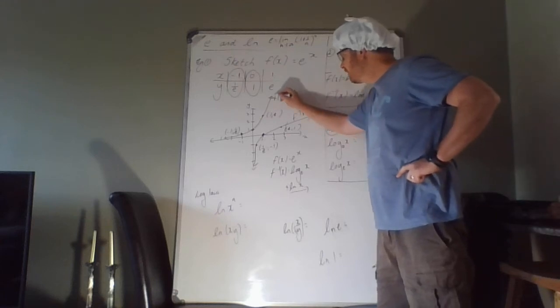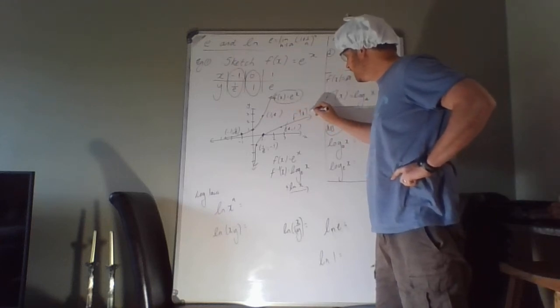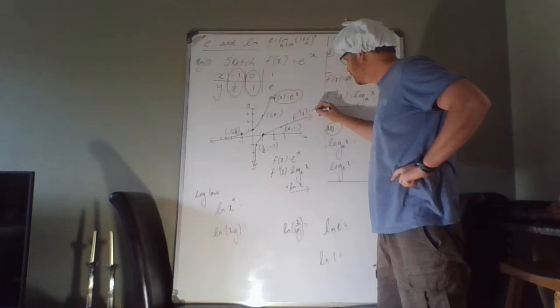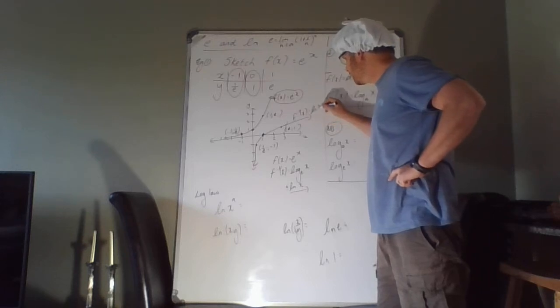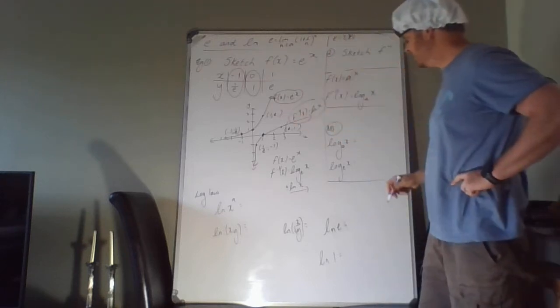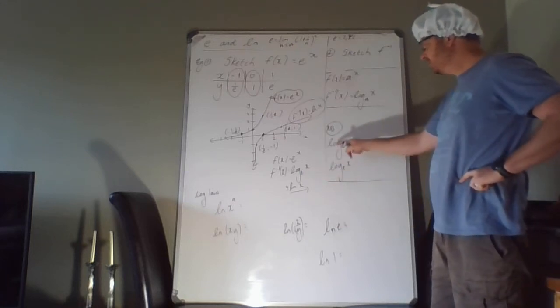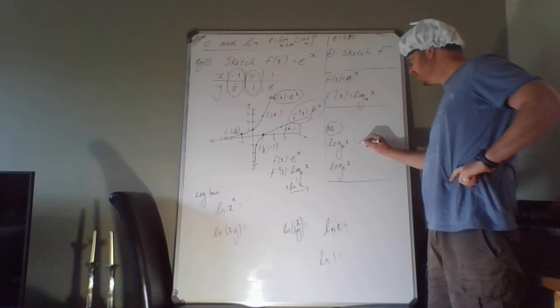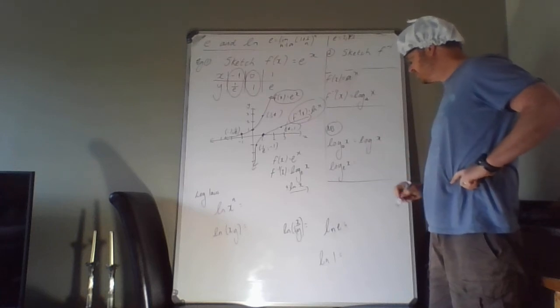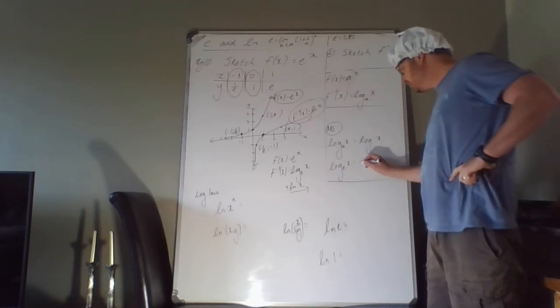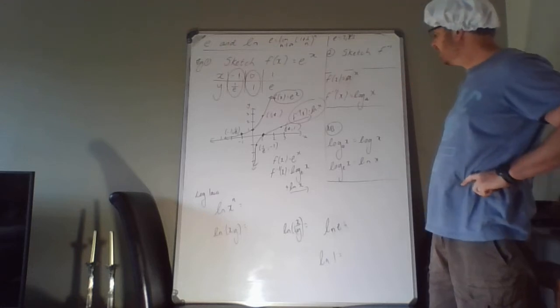So this is the graph of f of x is e to the x. The inverse is the log graph of the same base, so it's log x base e. But the way we're going to write it is ln x. Okay? So ln x, log x base e. So just like we said log x base 10, we write that as just log x. Log x base e, we write as ln x.